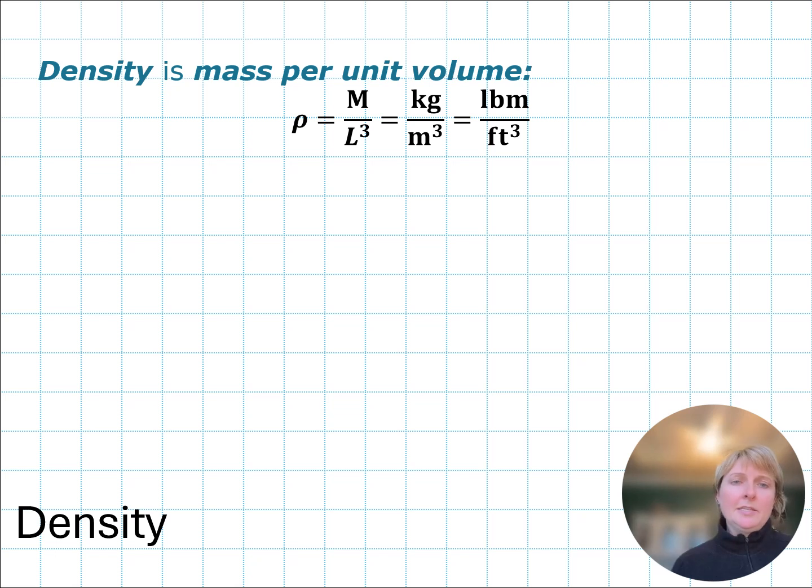So if we're looking at density in SI units, our mass might be represented by kilograms and our volume by a cubic length, cubic meters, for instance. If we're working in U.S. customary units, our mass units might be something like a pound of mass and our volume would be a cubic foot. So density is related to force of weight by Newton's second law.